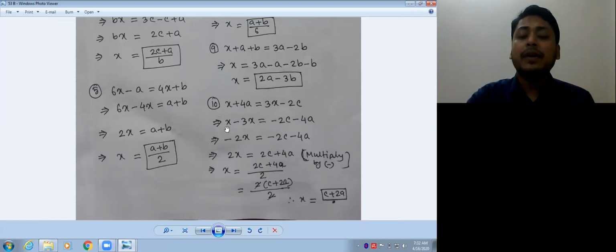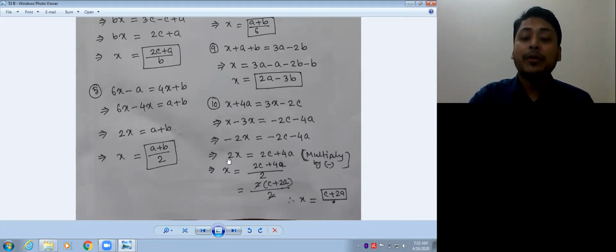So x minus 3x equals minus 2x. Why? We have to subtract because the minus is here. That's why we subtract x and 3x, but always the bigger one's sign will come. From x and 3x, whose sign is the minus? Obviously the sign of 3x. That's why minus 2x. Minus 2x equals minus 2c minus 4a.